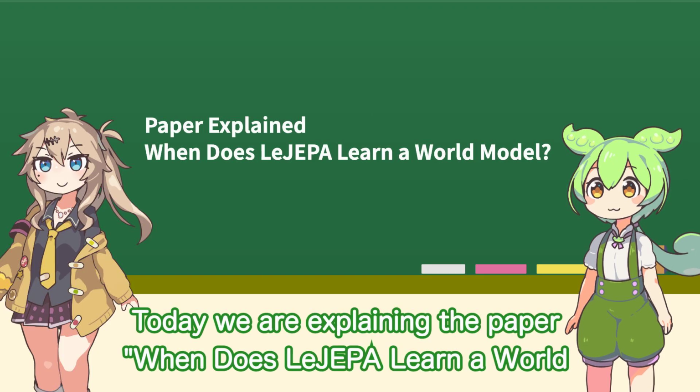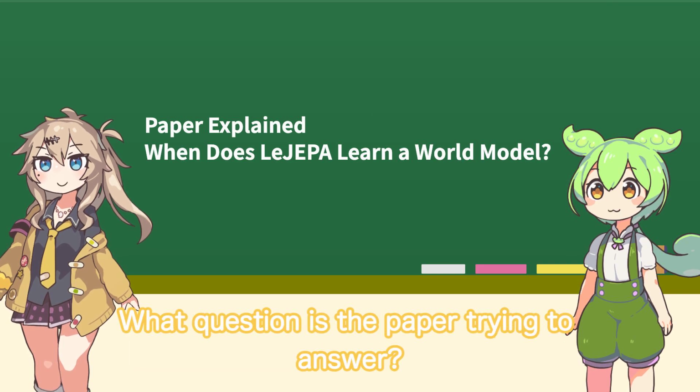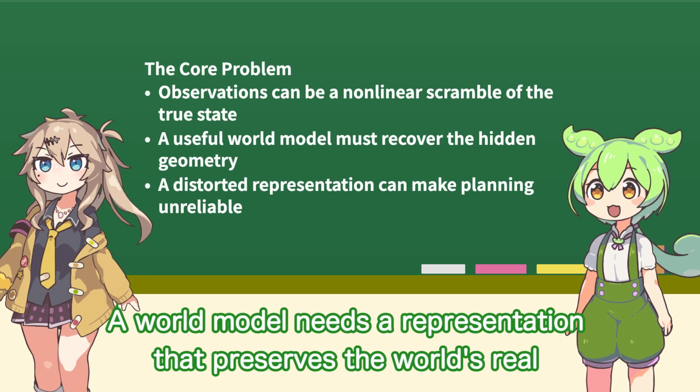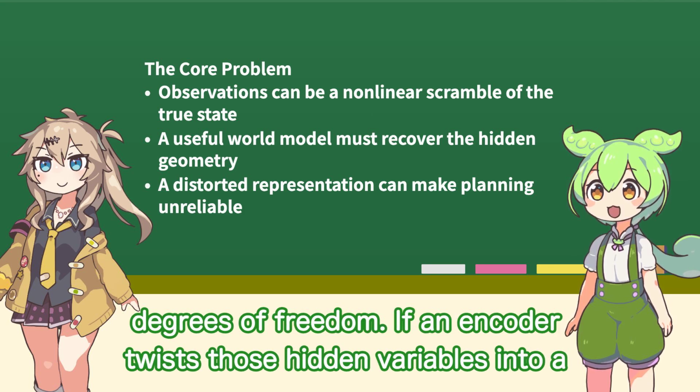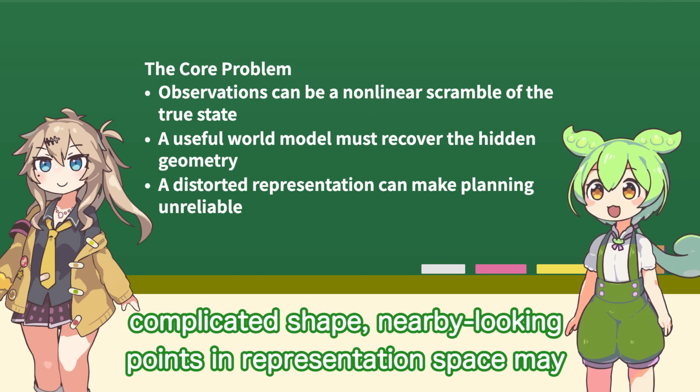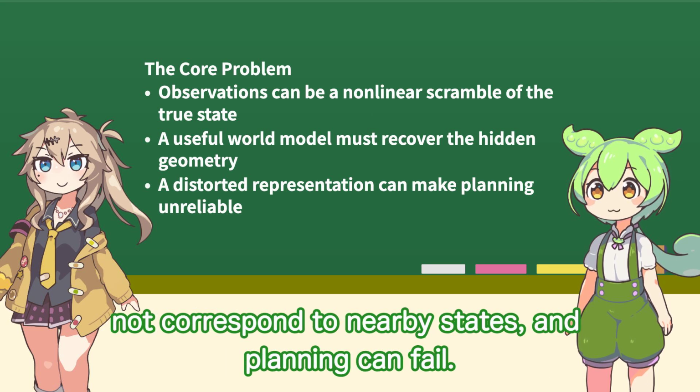Today we are explaining the paper, When Does LeJEPA Run a World Model? What question is the paper trying to answer? A world model needs a representation that preserves the world's real degrees of freedom. If an encoder twists those hidden variables into a complicated shape, nearby looking points in representation space may not correspond to nearby states, and planning can fail.